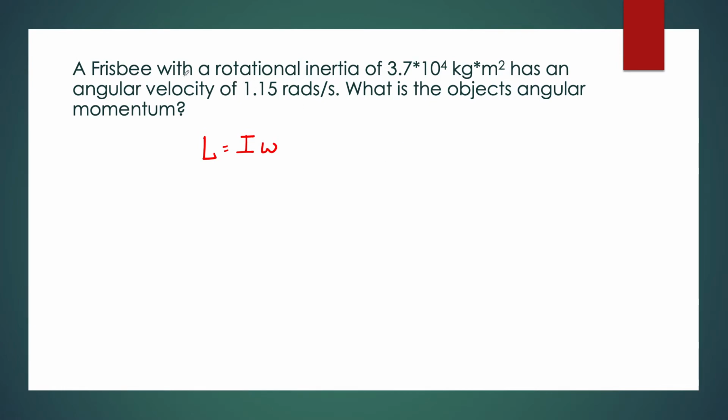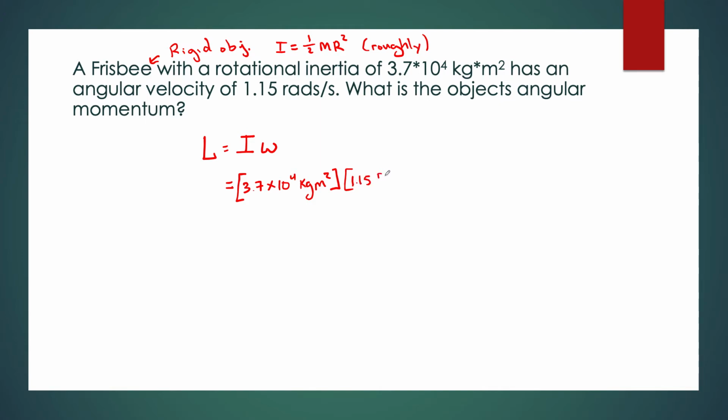All right, a frisbee is a solid or rigid object, right? In fact, it's a disk, so I would be 1/2 mr squared, roughly. It does have the lip at the end, but either way, I is given to us here, so we simply take our I and substitute it in, 3.7 times 10 to the fourth, with units kilogram meter squared, and our omega is given to us, 1.15 rads per second.